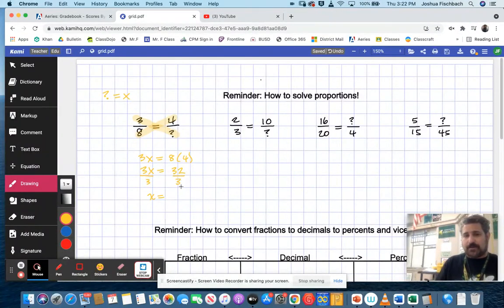Now, what is 32 thirds worth? That's worth 10, and that's 30 thirds, right? And there's 2 extra thirds left over. So 10 and 2 thirds. And that would be your final answer. That's the mystery value that solves that proportion.